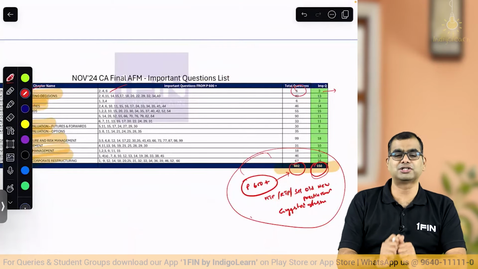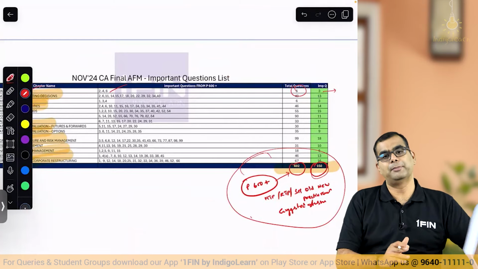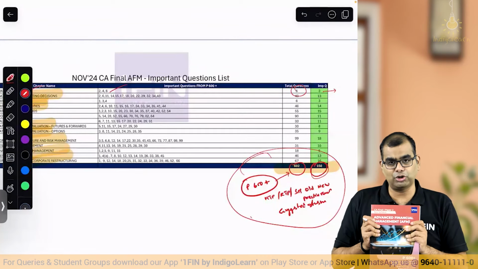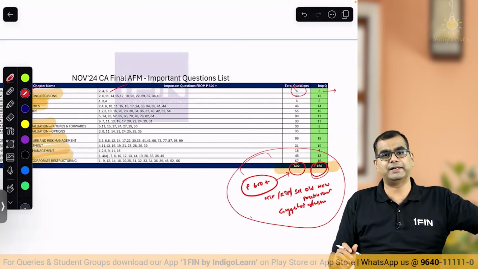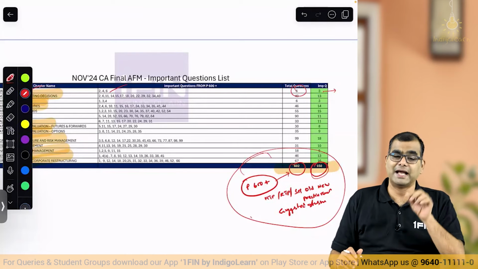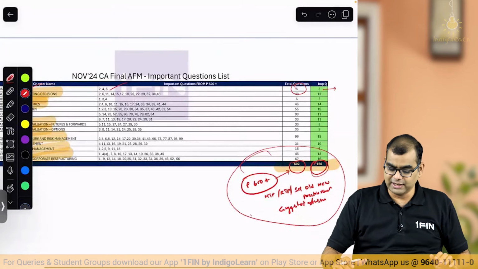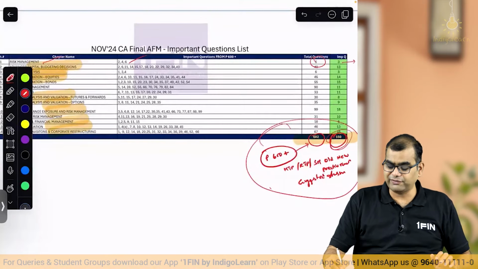Sir, but where can we see all these questions? These questions can be seen in this particular book called P600 Plus. If you have the book, very good. If not, you want to buy it, buy it. If you don't want to buy it but want to access the PDF material, it is available free of cost on our website. The link for which is also given in the description below. So you understood that, right? The goal is to solve these 150 questions.